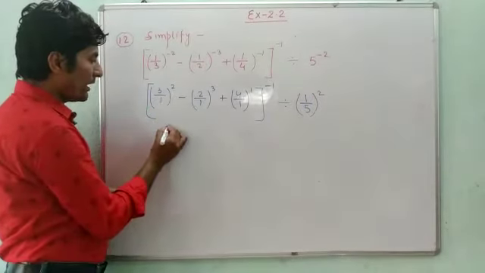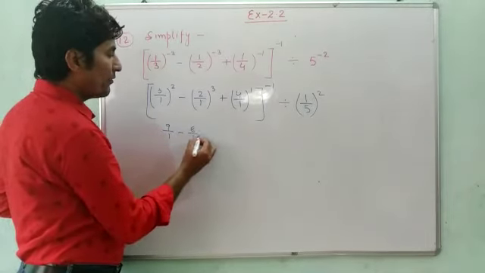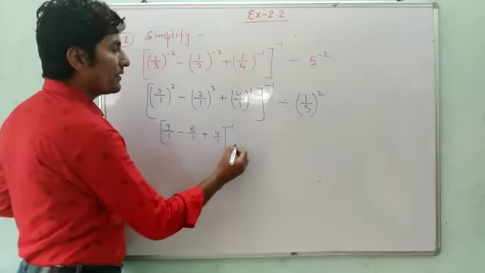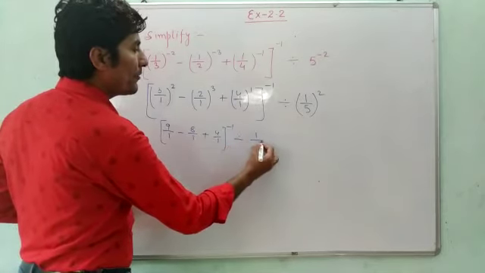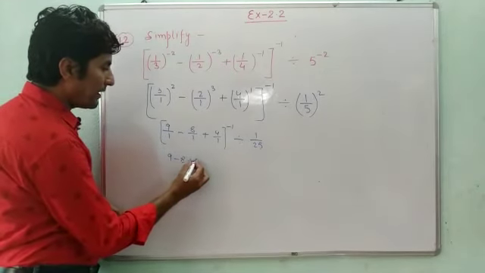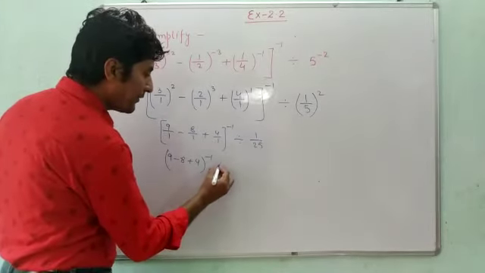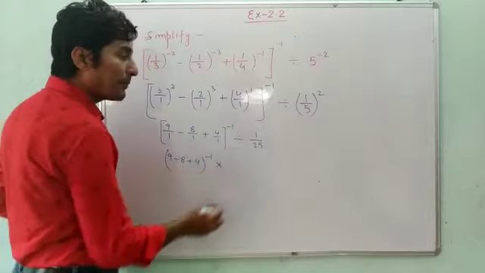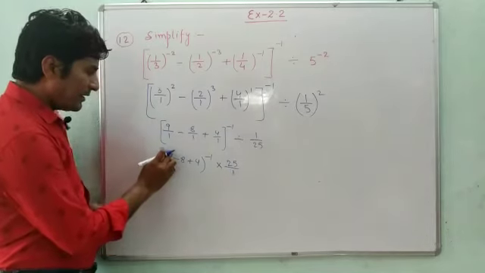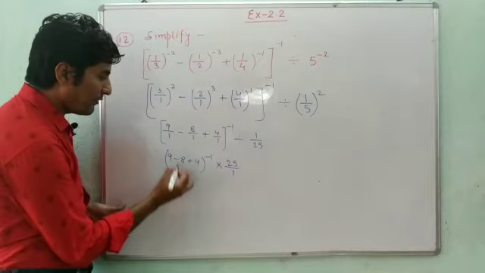3 upon 1 square equals 9 upon 1 minus, we can write here cube of 2 will be 8 upon 1 plus 4 upon 1 whole to the power minus 1 divided by square of 1 will be 1, square of 5 will be 25. So we can write here 9 minus 8 plus 4 to the power minus 1. In the place of sign of division, we can write sign of multiplication, and then we have to write the reciprocal of 1 upon 25. That will be equal to 25 upon 1. Now here 9 plus 4, 13. 13 minus 8 equals 5. We can write here.